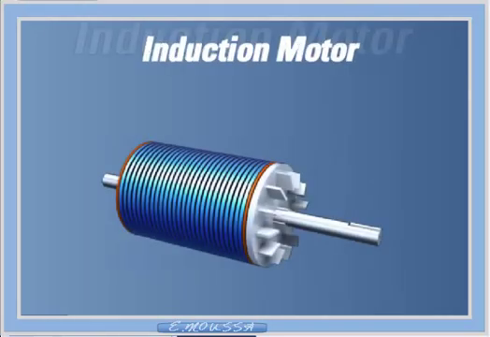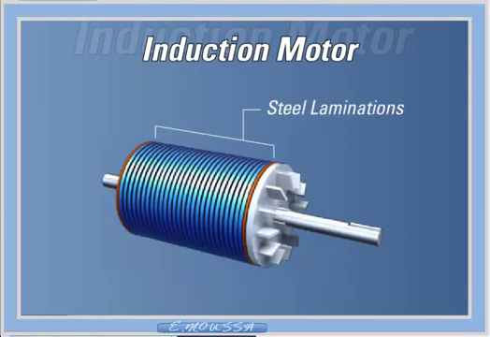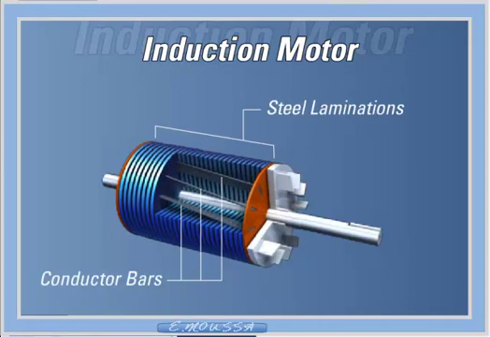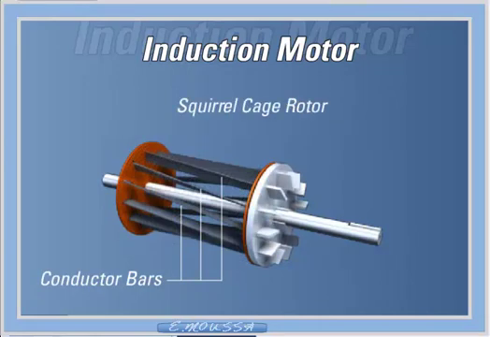Another type of AC motor is called an induction motor. The rotor of an induction motor consists of a stack of steel laminations with evenly spaced conductor bars around the circumference. This is called a squirrel cage rotor design because the rotor bars and end rings look like the exercise wheel commonly found in the cage of pet mice.